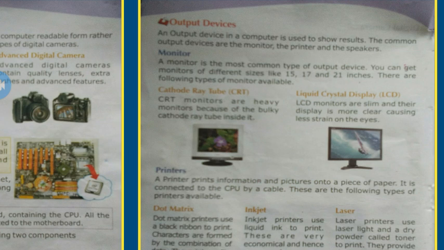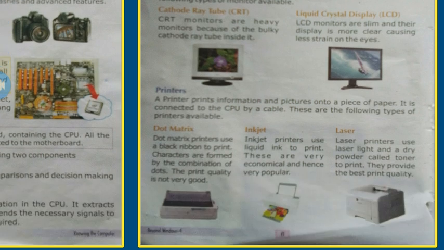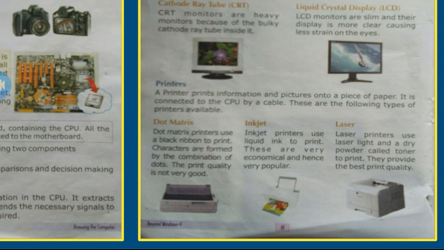Now students, there are three types of printer: dot matrix printer, inkjet printer and laser printer. A dot matrix printer uses a black ribbon to print. Characters are formed by a combination of dots. The print quality is not very good. We can see an example of a dot matrix printer at the railway station. Inkjet printers use liquid ink to print. These are very economical and hence very popular. But laser printers use laser light and dry powder called toner to print. They provide the best print quality. That's why we should use the laser printer, and nowadays we are also using the same. Clear? See, three printers are given.